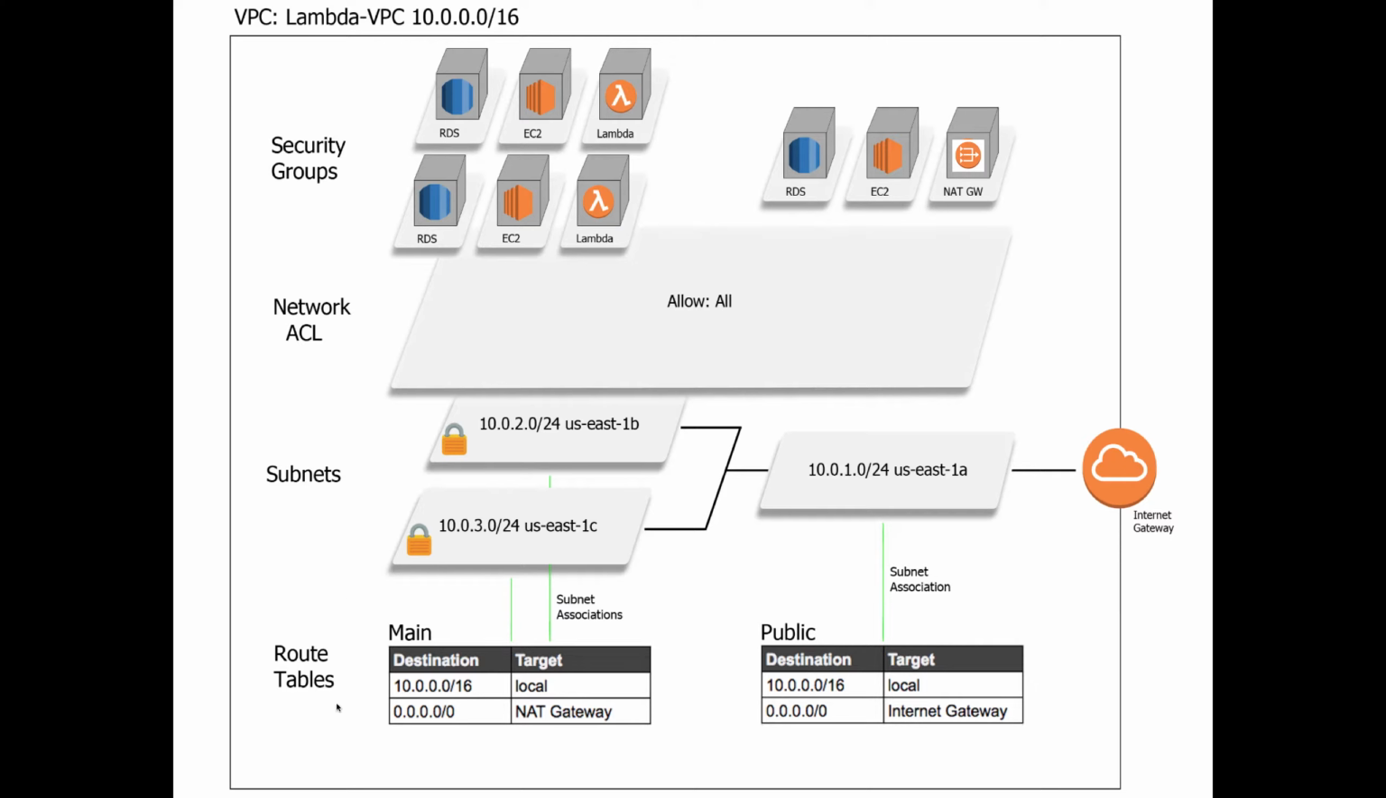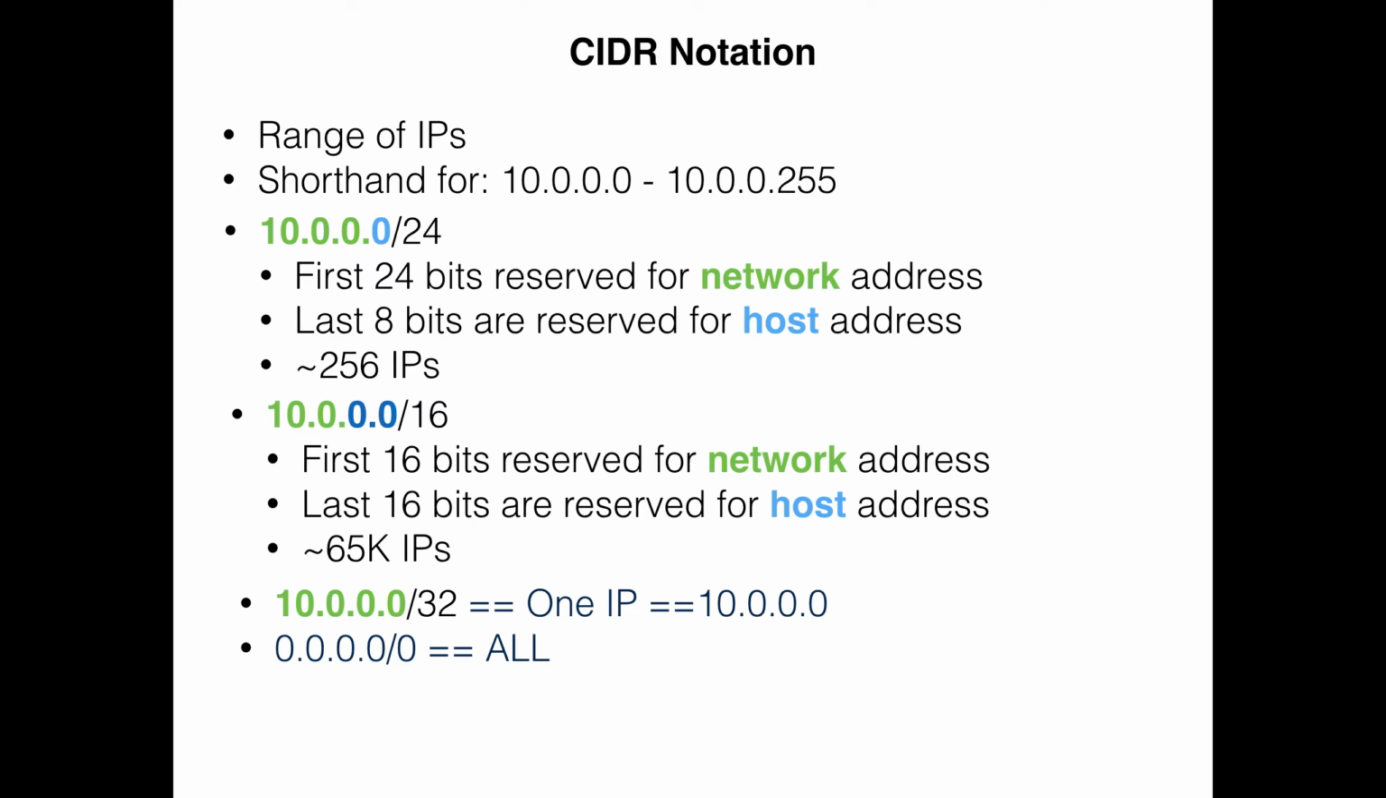So let's start at the very bottom and talk about this crazy stuff here. CIDR notation. You want to be familiar with CIDR notation. CIDR notation is basically a way to specify a range of IPs. It's basically shorthand for saying 10.0.0.0 to 10.0.0.255, and it's shorter than writing out a whole list of IPs that you want to specify.